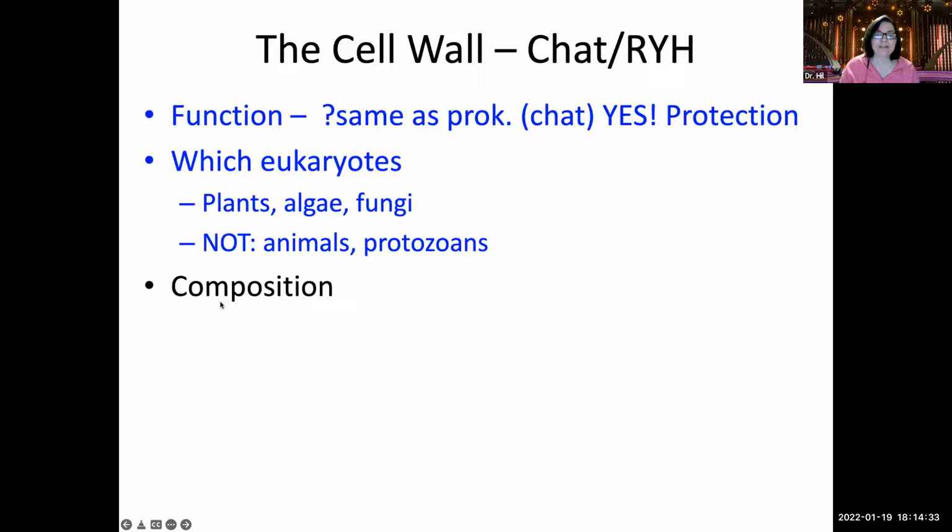The composition of the cell wall, we remember what it was in prokaryotes, right? In bacteria in particular, what was the major chemical component of the cell wall in bacteria? Yes, that was peptidoglycan. And now in the eukaryotic world, is it the same? It is not. What is it? What is the cell wall made of? If it's not peptidoglycan in a eukaryotic cell, what is it?